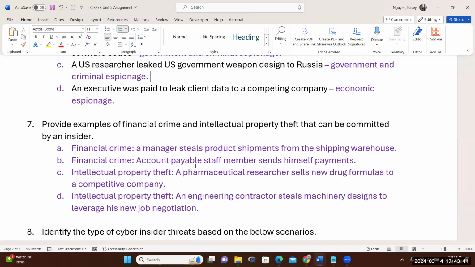Then for D7, intellectual property theft, and you don't have to have all four, I'm just giving you numerous examples, and you can think of your own. An engineering contractor steals machinery designs to leverage his new job negotiation. That's what happened with Facebook and Oculus, right? Did you guys ever read the case with Oculus? Oculus is owned by Facebook, the company that makes the VR goggles.